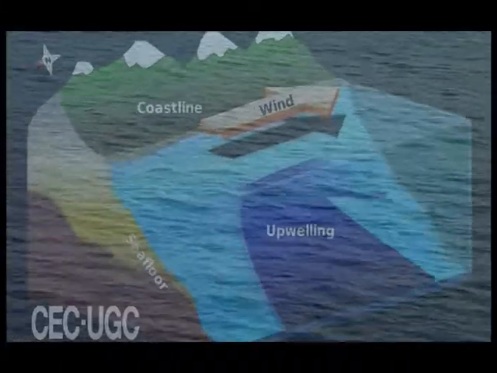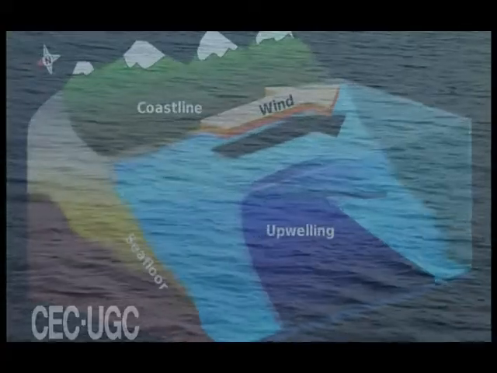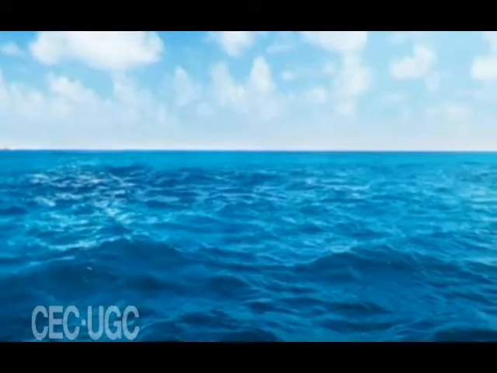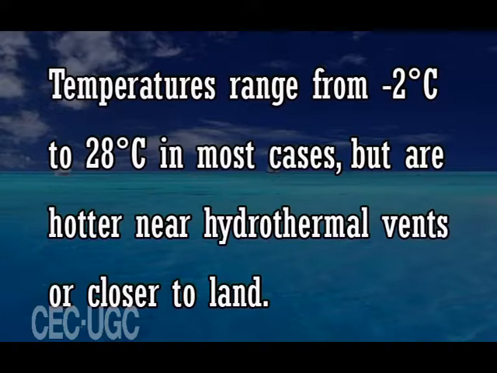The ocean water is constantly churning underneath, bringing nutrients up to the top. The difference in density of cold water versus warmer water is responsible for ocean currents and upwelling. Warm seawater floats and cold, dense seawater sinks. So, ocean temperatures also vary across the surface and into the depths. Temperatures range from -2 degrees centigrade to 28 degrees centigrade in most cases, but are hotter near hydrothermal vents or closer to land.